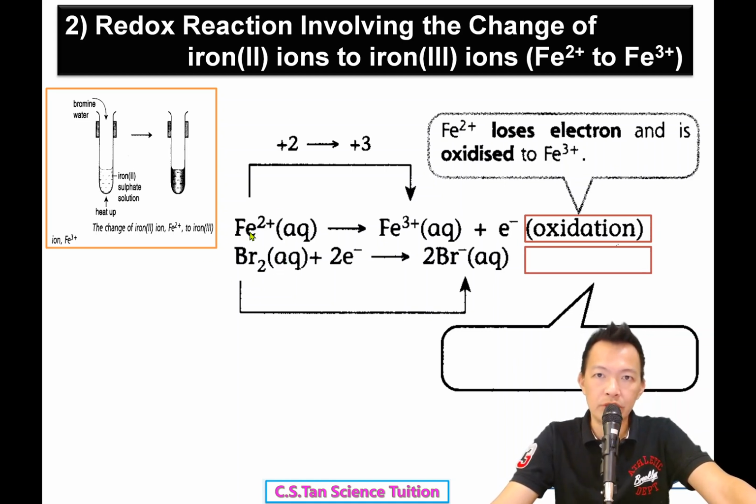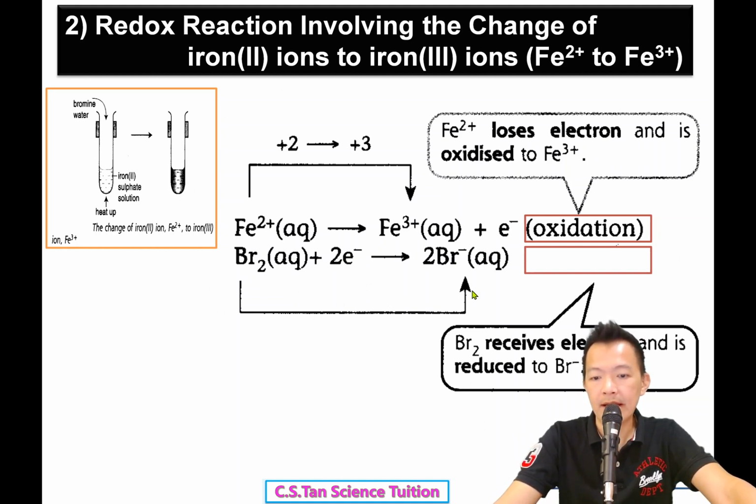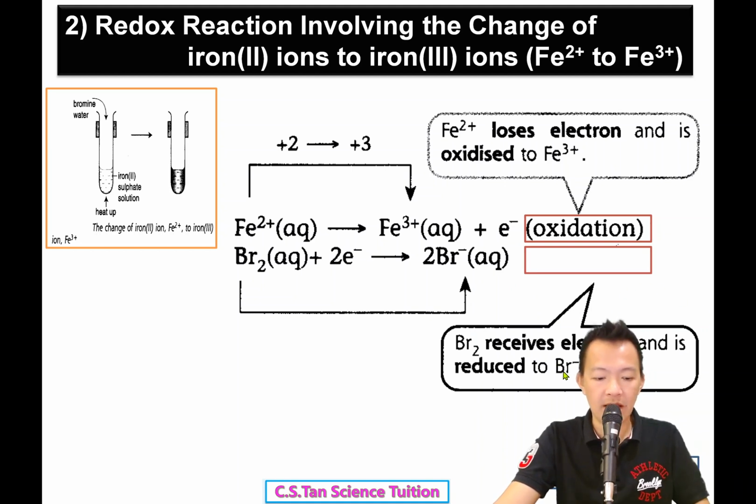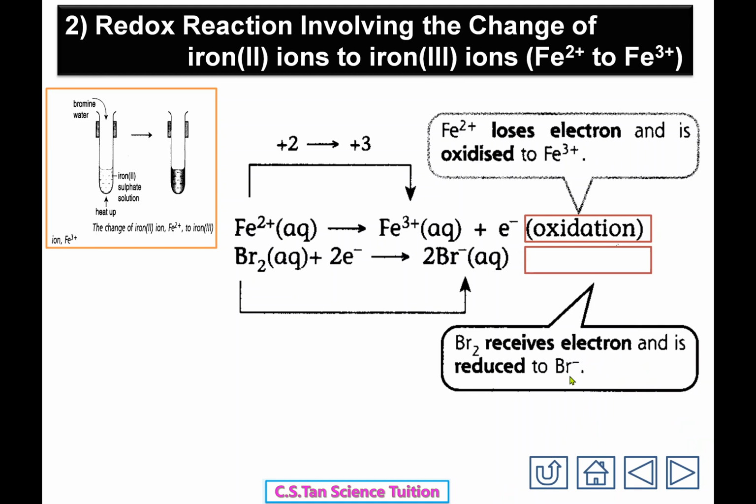But what happened to the bromine? Bromine gains the electrons to become bromide. Bromine 收到 electron 变成了 bromide. Okay, so bromine receives the electron and is reduced to bromide. 它还原变成了 bromide. Okay. So at the same time, bromine actually is neutral. No charge, neutral. And finally becomes bromide, and bromide is just negative 1. So from 0 to negative 1, the oxidation number decreases, and this is what we call reduction. 这种情况就叫 reduction. Okay.